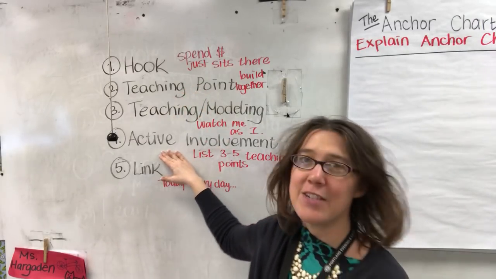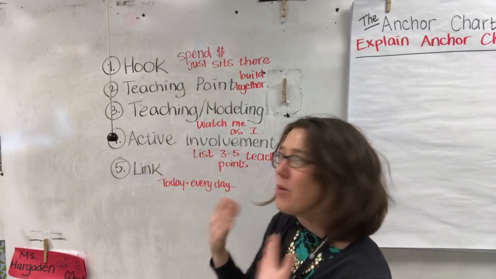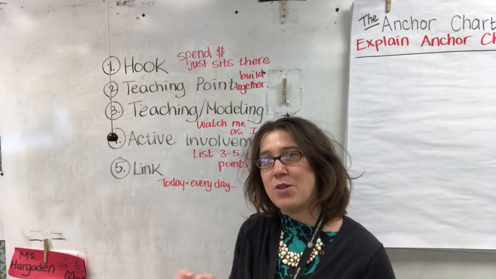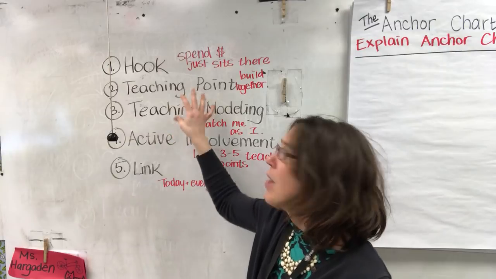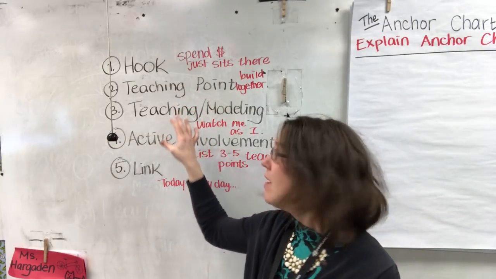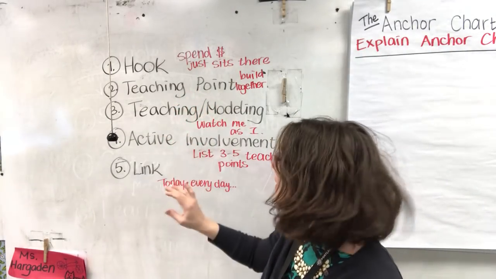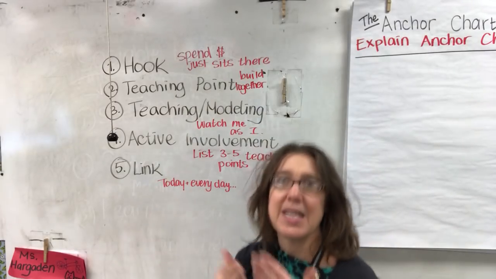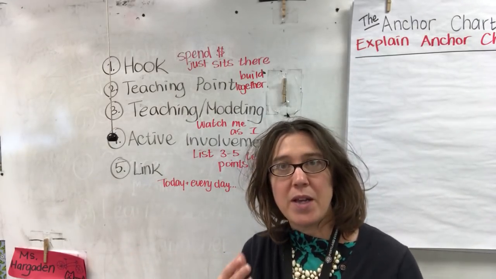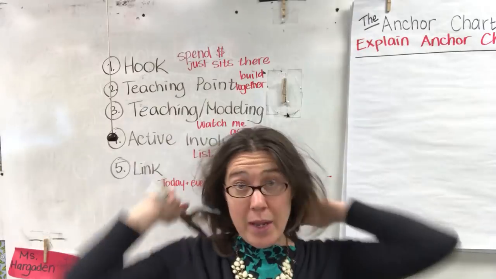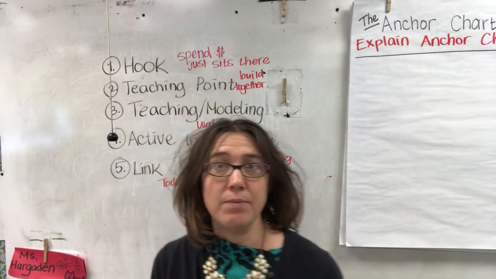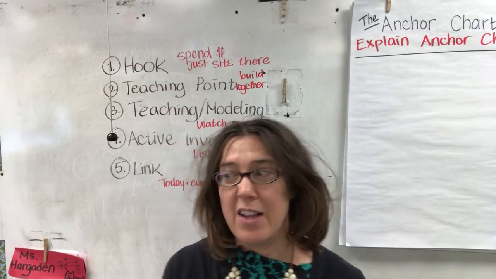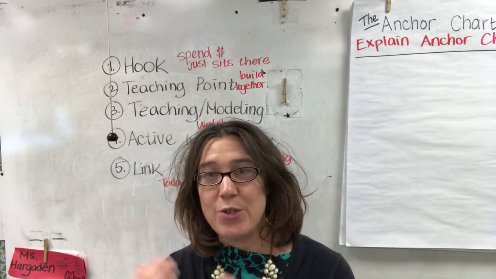And then there's this active involvement phase where they work with a partner or in their own independent work, and then they share out. So they're getting involved in some way at practicing, basically like guided practice, what you've modeled and taught them. And then there's the link phase where you send them off to do their independent work, because in a workshop type environment, the kids are doing their own independent writing and their own independent reading. So you're setting them up for that.